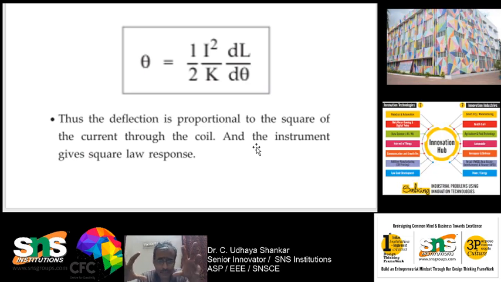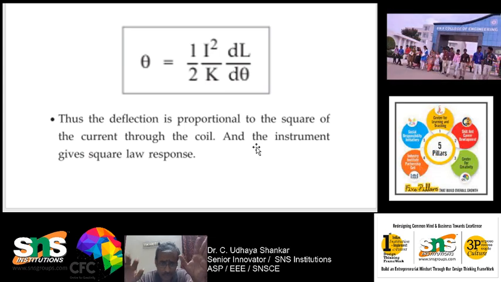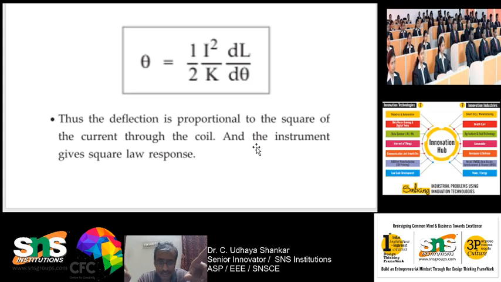The advantages are that it can be used for both AC and DC, and it is very low cost. It can be used in a very wide range, such as 0 to 10, 0 to 100, even 0 to 500 is available. It is highly accurate. But what are the disadvantages? A non-uniform scale is there. Errors like hysteresis errors are there. And external magnetic fields will disturb it.